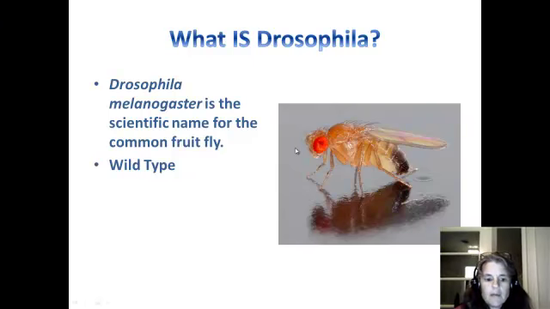In particular, you might want to note, hang on, let me get my pen, there we go. You might want to note the red eye and the wing shape, because these are normal wings. Wild type flies normally have red eyes and these long normal shaped wings, and we'll see some differences from that as we go on in our experiments throughout the year.